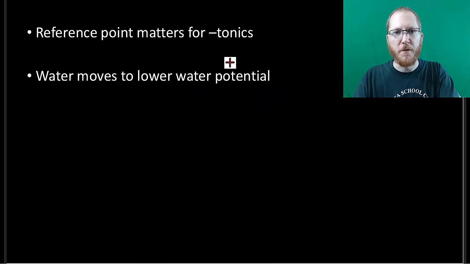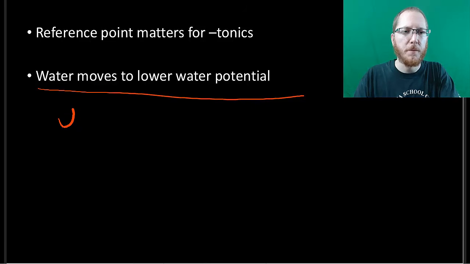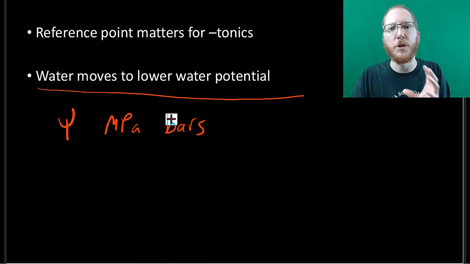I've already said watch reference point, and then the last part here that I want to deal with is just in case you see water potential. Water potential is something that's usually drawn with a Greek psi, which looks like a little Greek trident. It's going to be measured in MPa, megapascals, or bars. I'm not going to freak out about units. I just want you to get the idea in case someone uses it.